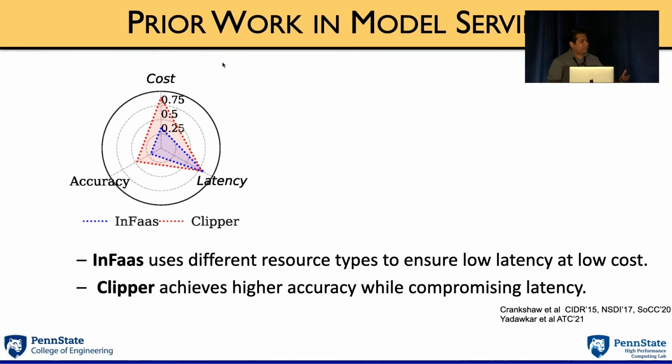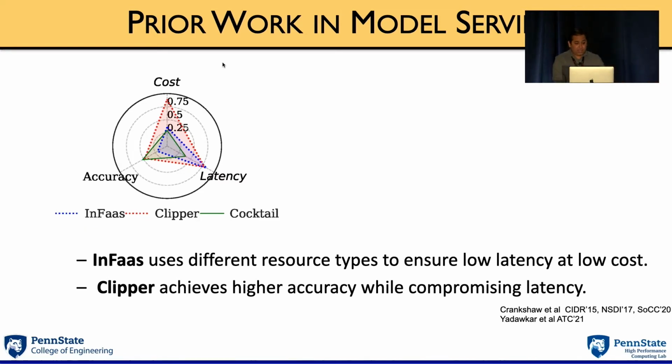There are Infaas and Clipper, which are our baselines. We see that they're trying to ensure low latency or they're trying to increase the accuracy. But the threefold optimization is kind of missing. It's obvious because once you try to go for low latency, you need more resources and, of course, more cost. What we try to do is optimize all three of them together. So bring high accuracy, low latency, and low cost. So how do we do it?